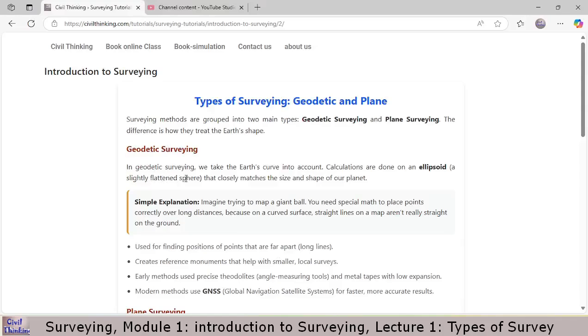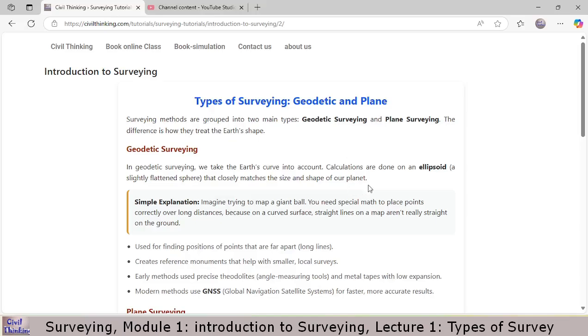Now in geodetic survey, we take the earth's curve into account. Calculations are done on an ellipsoid, a slightly flattened sphere that closely matches the size and shape of our planet.